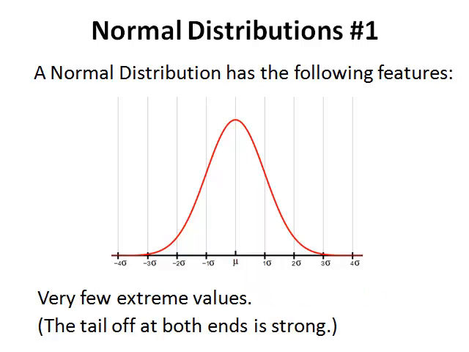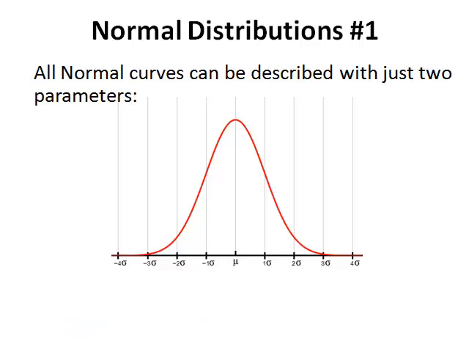And it has very few extreme values. That's really important. Out here, the values tend to tail off. If you have a lot of outliers, a lot of very strong values on either end, then it may well not be a normal distribution.